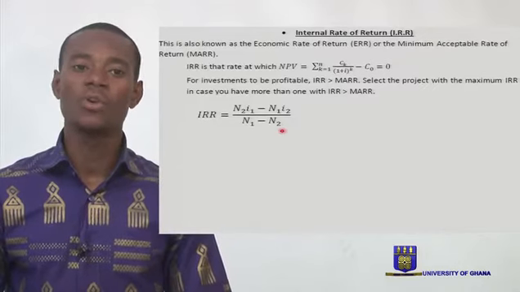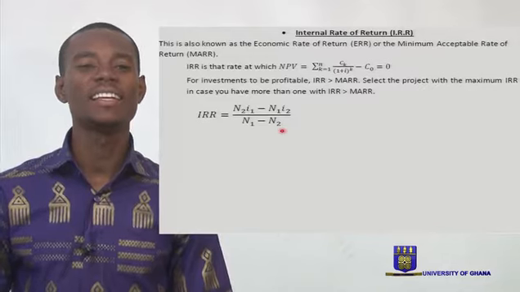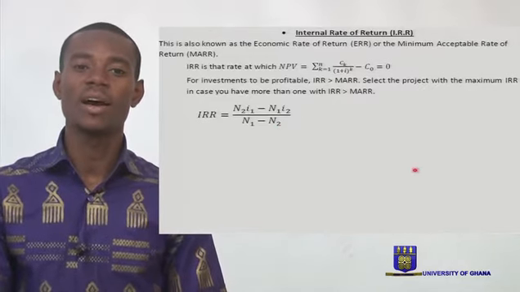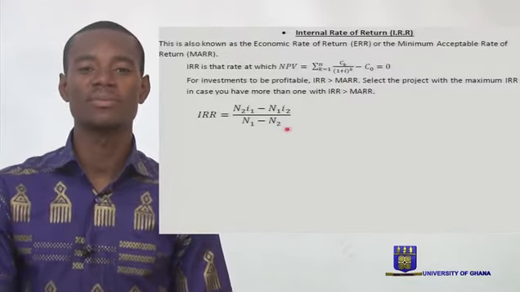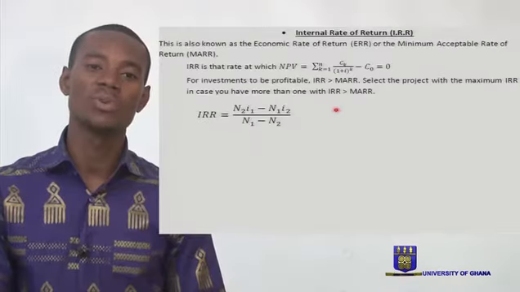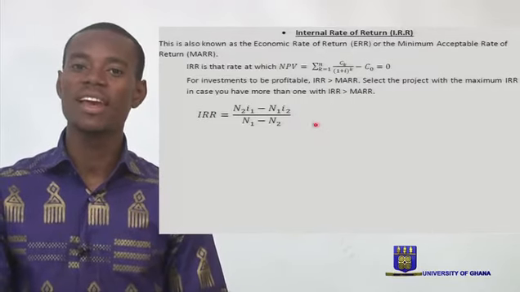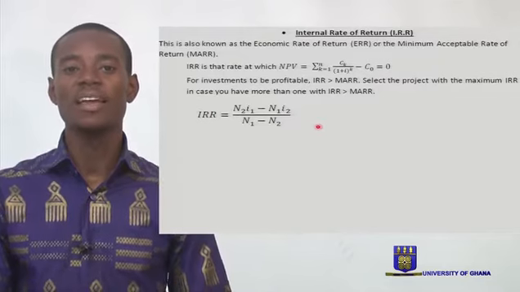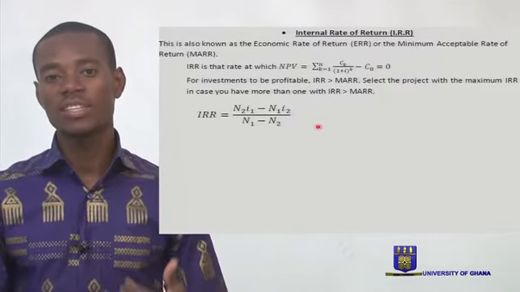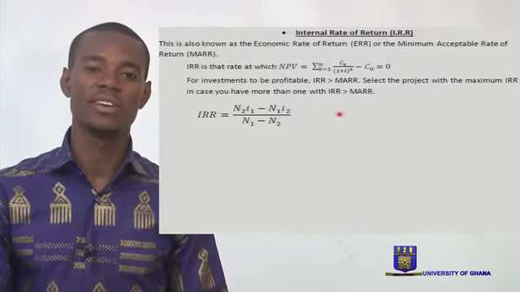Now, have this at the back of your mind. Your IRR will never or should never be negative. So if you have a negative ratio here as your IRR, then it means you probably mixed up something. Maybe your N1 is here and your N2 is here. So just be careful how you do it. But at all times, your interest rate must be positive, if it's not zero, because we are saying that the IRR is that interest rate that takes your NPV to zero, right? So your IRR can never be a negative value.